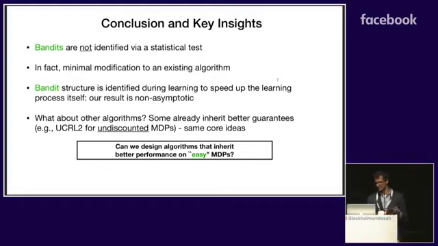And I guess one question that we are going to leave for future research is, can we identify a class of easy MDPs to learn? And can we design algorithms that automatically inherit better performance on this class of easy problems?